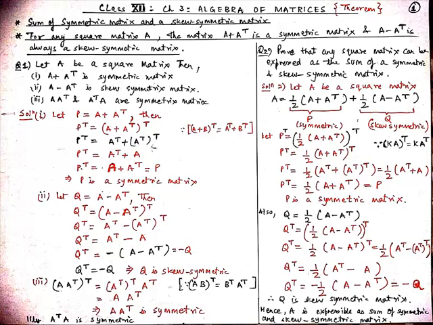Also Q is equal to half (A minus A transpose). Now again taking transpose on both sides we get Q transpose equal to half (A minus A transpose) whole transpose. So Q transpose is equal to half (A transpose minus (A transpose) whole transpose). So Q transpose equal to half (A transpose minus A). From here minus is taken as common and we get Q transpose equal to minus half, and in the bracket A minus A transpose, which is equal to minus of Q. So Q is a skew symmetric matrix. So from here we have proved that a square matrix A is expressible as the sum of a symmetric and a skew symmetric matrix.